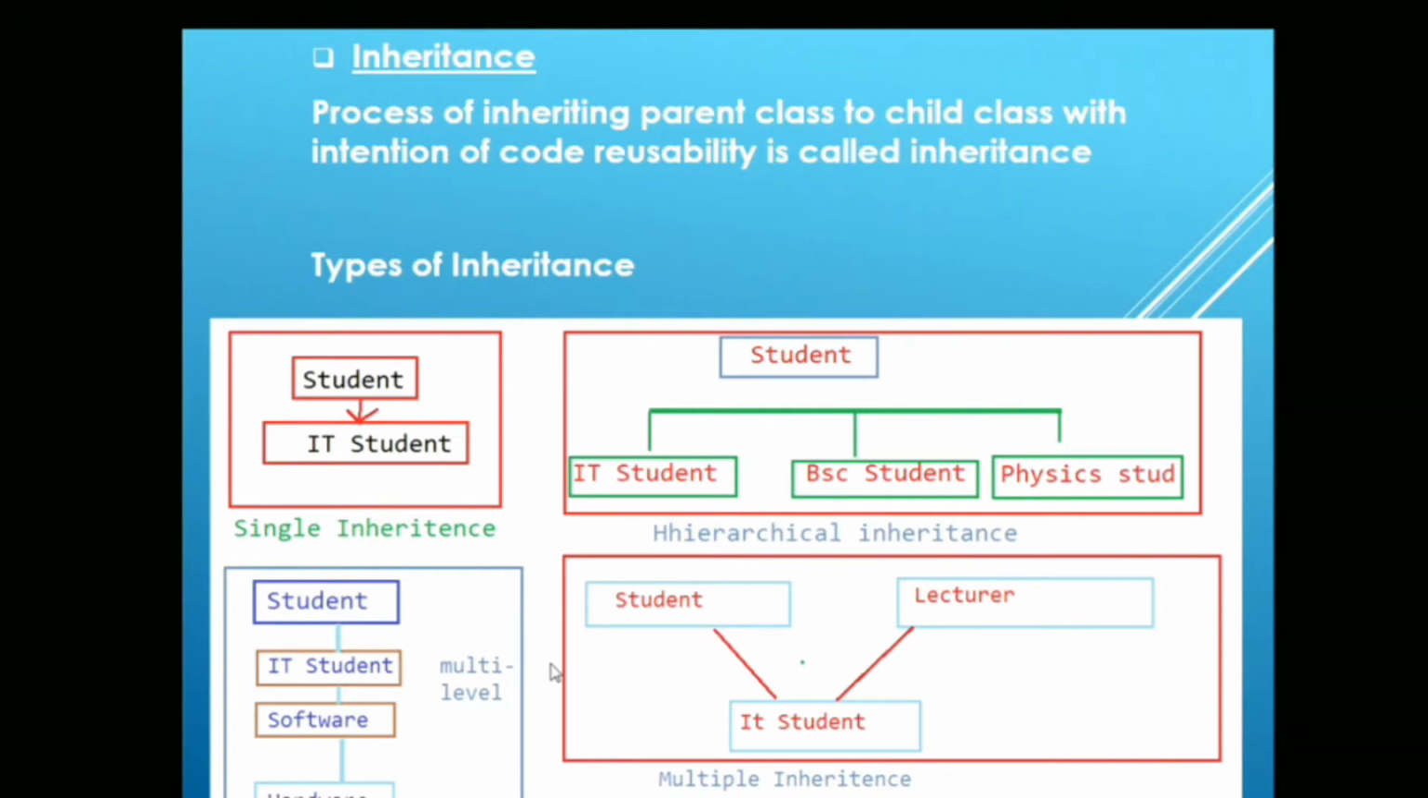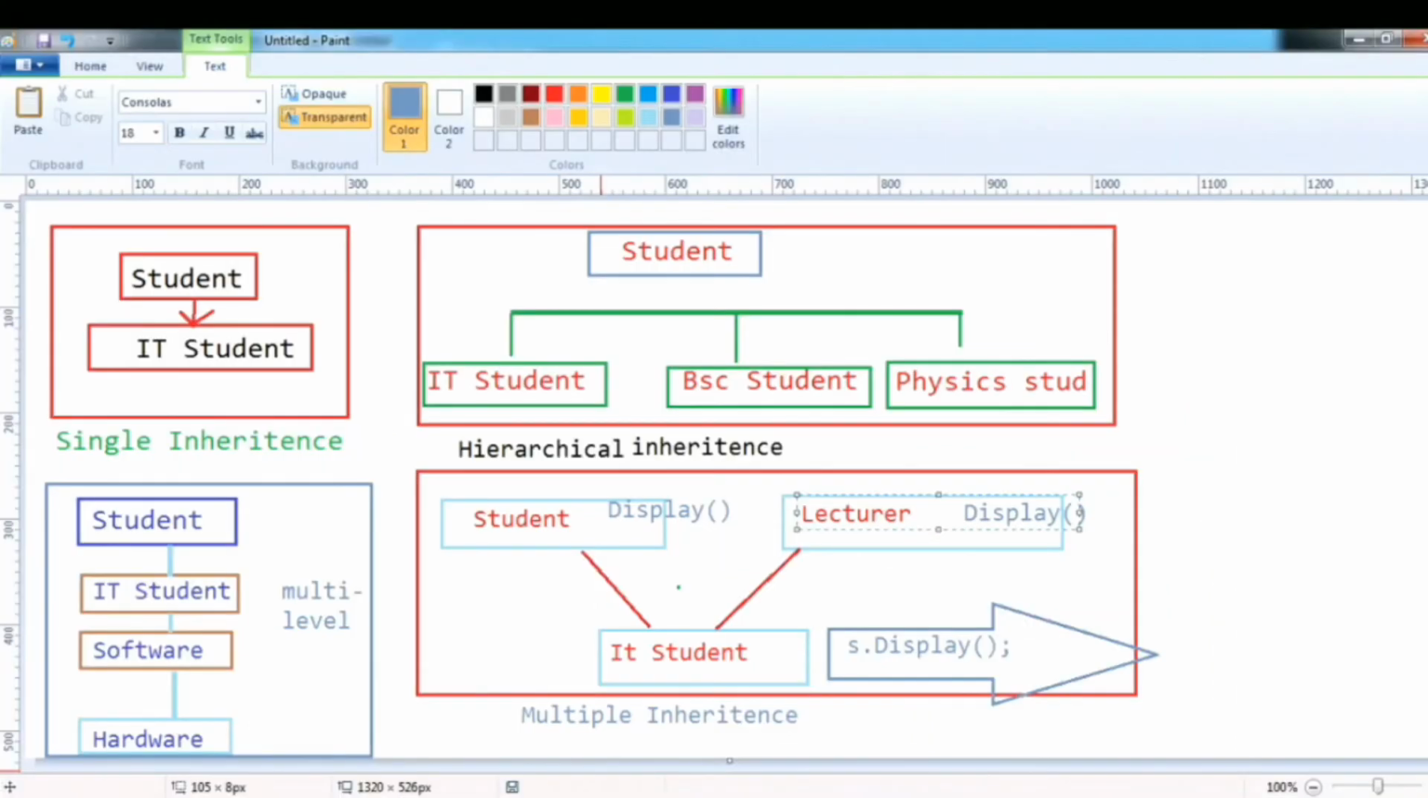This is multi-level inheritance. And the fourth type of inheritance is multiple inheritance. Class does not support multiple inheritance in case of C#. The reason is that it creates the diamond problem. Let me just give a try to explain what is the diamond problem. In this scenario, IT student is a child class which is inherited from two parent classes, student and lecturer.